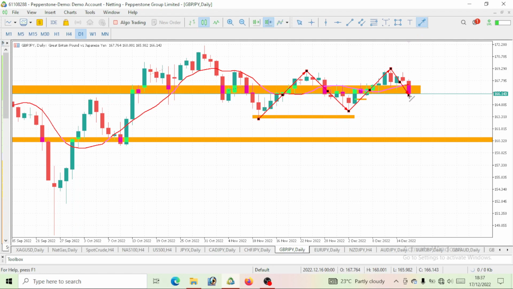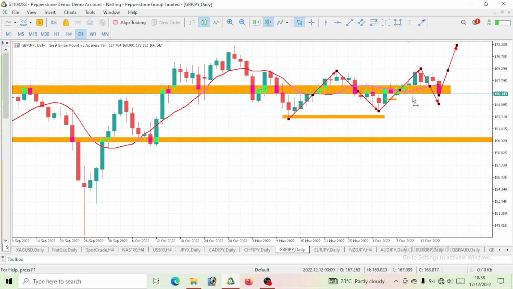But what we know is that a bullish move is coming soon. So we just don't know. Will it happen on Monday? Will that bullish move on GBPJPY start happening on Monday? Or will it happen on Tuesday? Or will it happen on Wednesday? Anyhow, right, we will be expecting a further bullish move on GBPJPY.